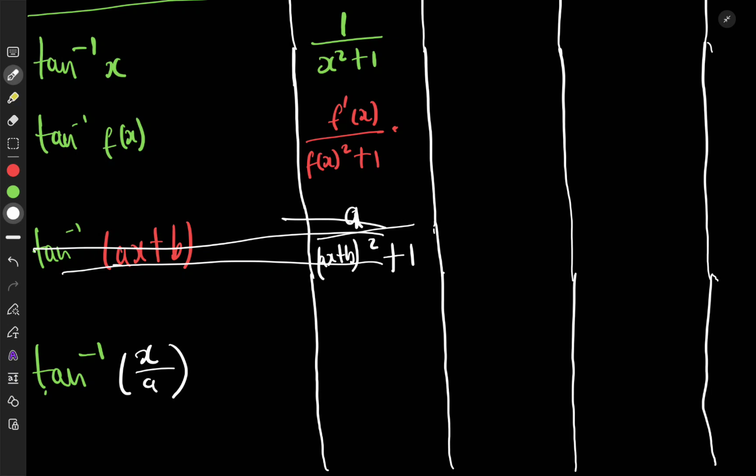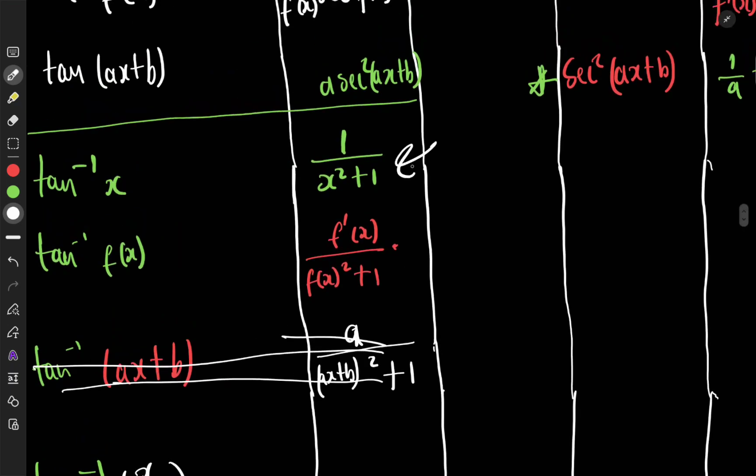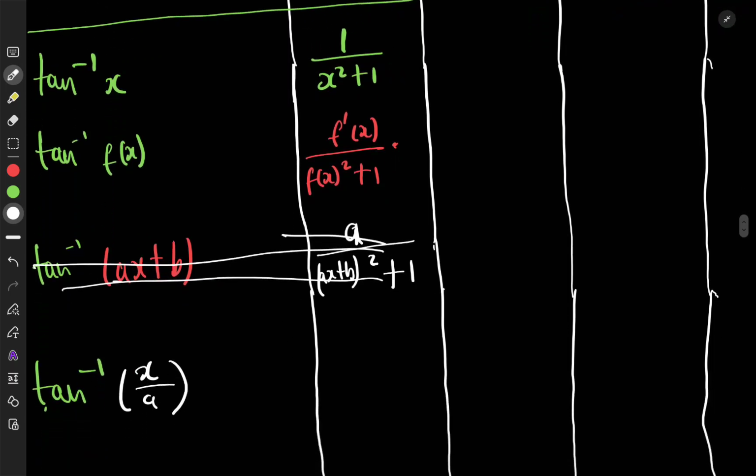But if you do this tan inverse of x over a, what happens is, you look at the original one, the tan inverse of x, and wherever there is a 1, you put an a. That is only for tan. So for tan inverse of x over a, wherever there's 1, you put an a. So it is a over x squared plus a squared, okay?